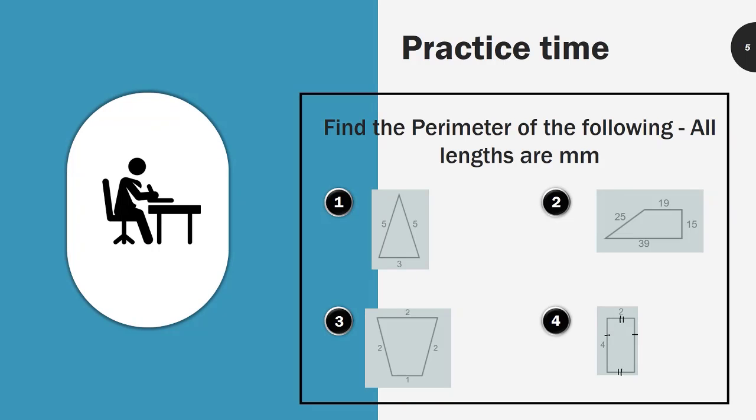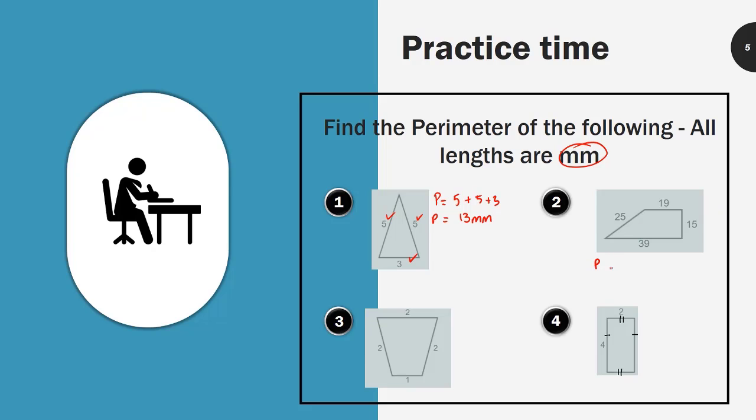Okay guys, answers time. So let's do this first one. We're getting our working out correct. So I'm going to put P equals 5 plus 5 plus 3. Okay, so I've got all of my measurements there, which means that P equals 13 and my units are millimeters in this one. And that's my answer.